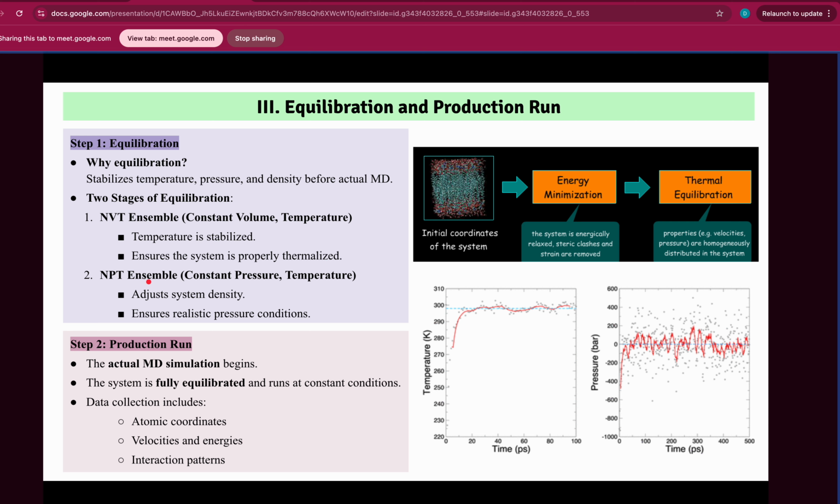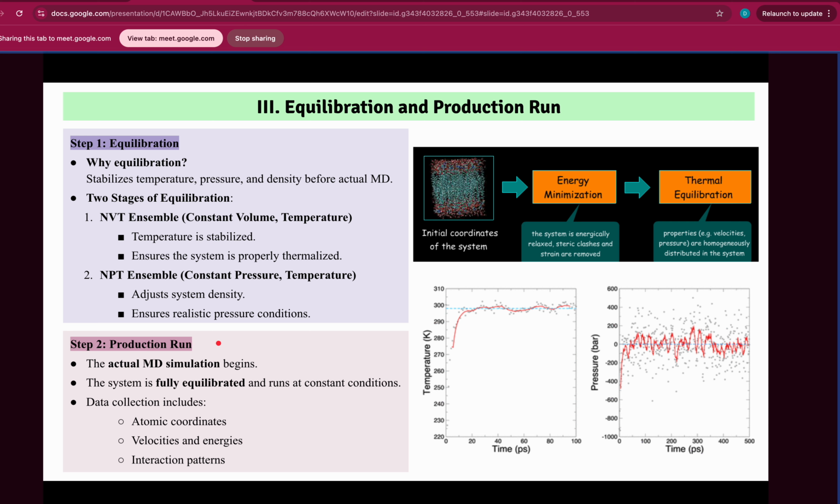In the NPT ensemble, constant pressure and constant temperature are studied. We adjust the system's density and ensure realistic pressure conditions. So this is about NVT and NPT. In the next slide, we will see in detail about NVT and NPT, but for now, this is the overview.